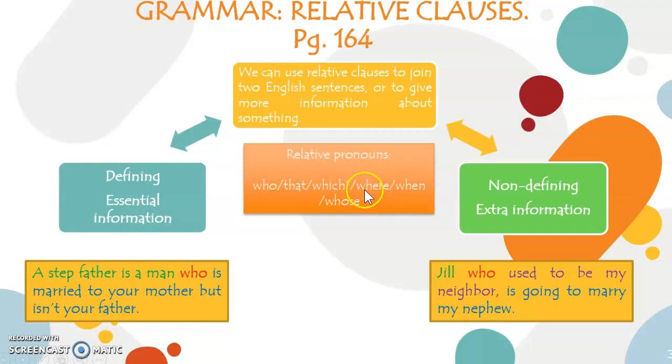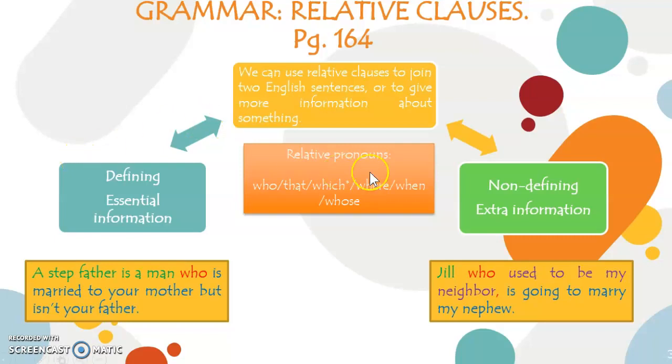Then we have where, that is another bridge or relative pronoun that we can use when we are talking about places. If we are talking about time, we are going to use the relative pronoun when. Or if we are talking about properties, possessions, ownership, we can use whose. There are other relative pronouns, but we are going to focus our attention on those ones for today's class.